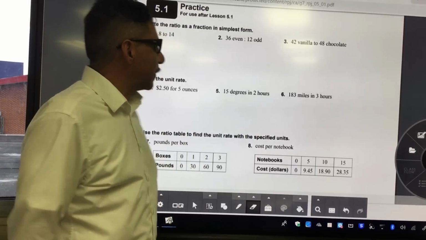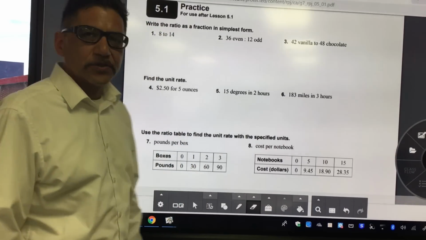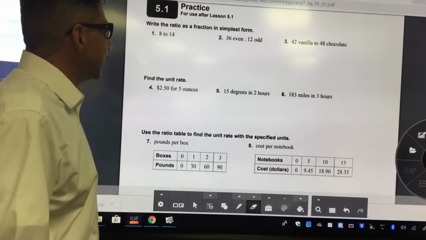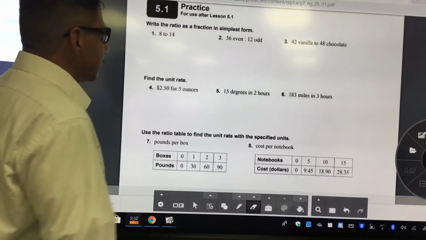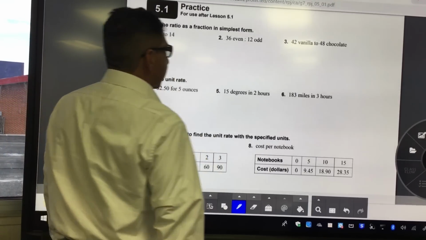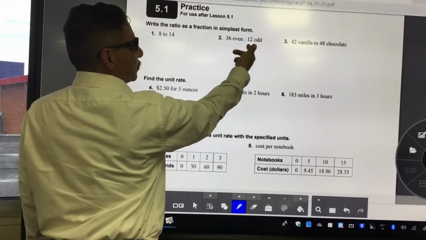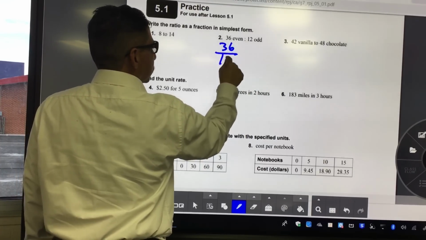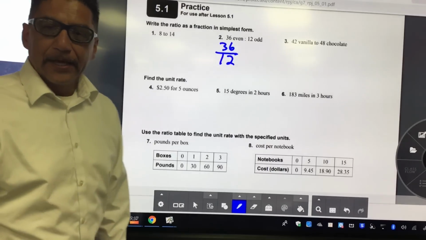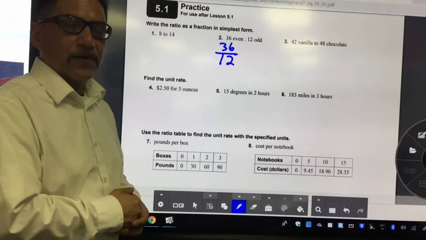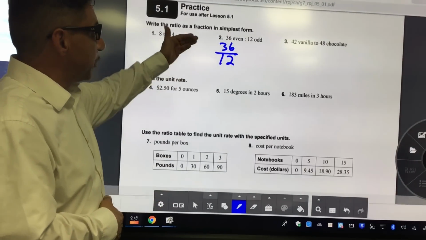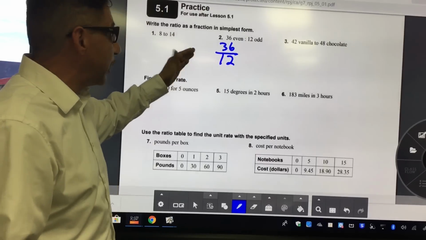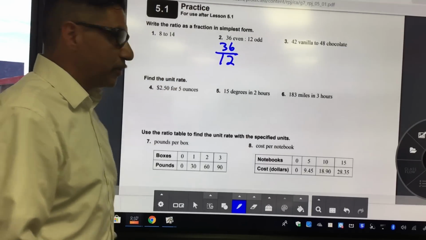All right, guys, and now we are going to try number 2, and once again, we're going to write it as a fraction and then reduce it to its simplest form. And so let's go ahead and get started. So let's write it as a fraction, 36 to 12. We will write that 36 over 12. All right. And now, once again, we're going to reduce that fraction to its simplest form. Don't worry about the fact that it is an improper fraction. We're going to leave it as a fraction for now because we're dealing with ratios.